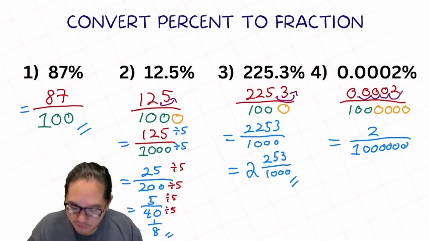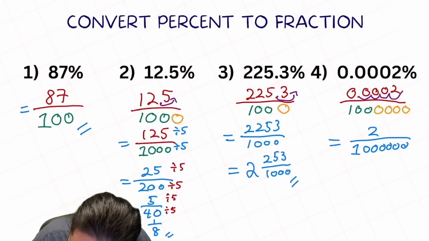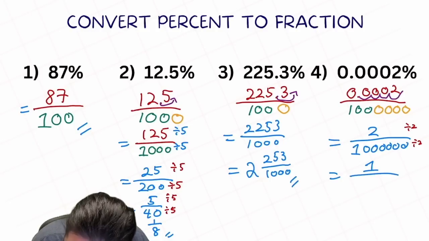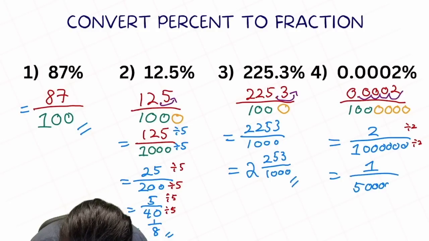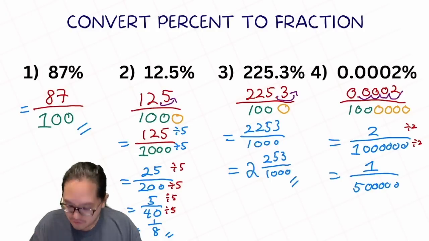Okay? And this is a quick simplification, right? We know that both can divide it by 2. So once you divide it by 2, you have 1 over 5, 1, 2, 3, 4, 5, 0. And that will be our answer.